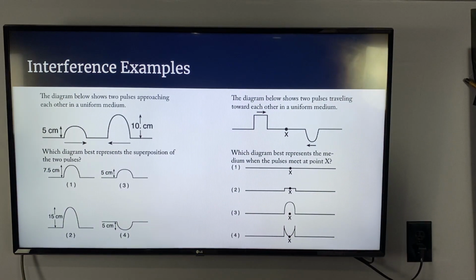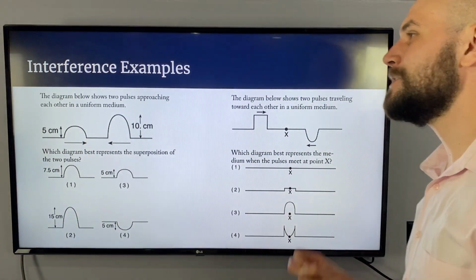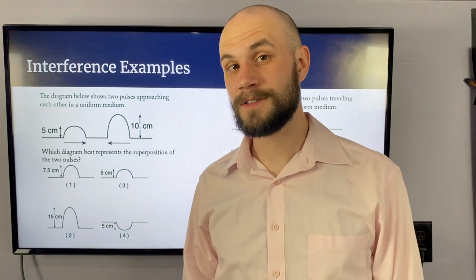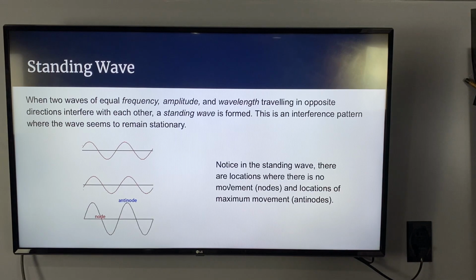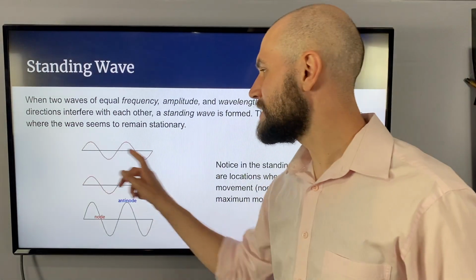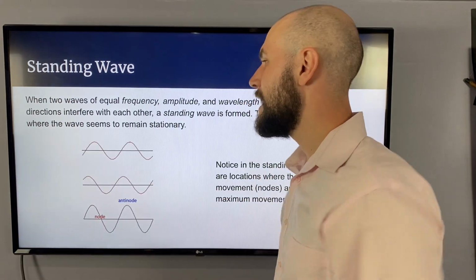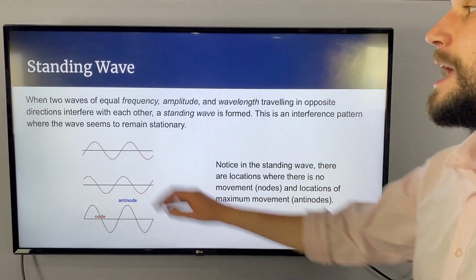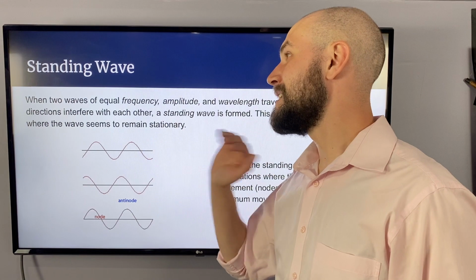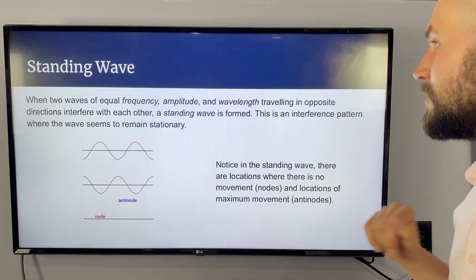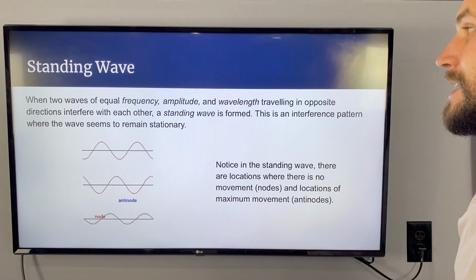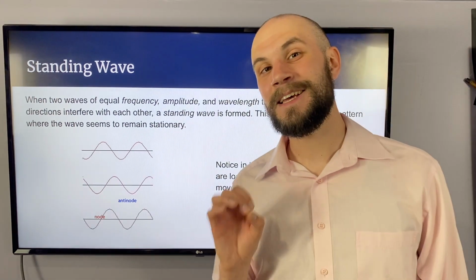Next, I want to look at a really particular example of interference, when the two waves match in some really interesting ways. Let's say we're sending two waves in towards one another, and they interfere with one another. If they have equal frequency, amplitude, and wavelength, and are traveling in opposite directions, we get something called a standing wave.